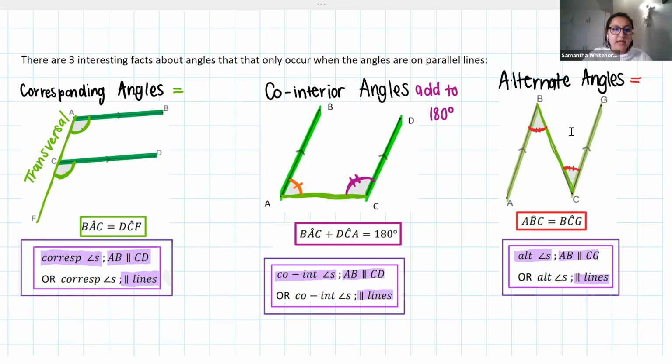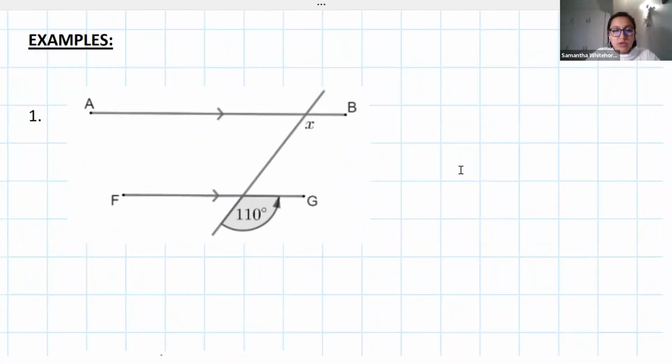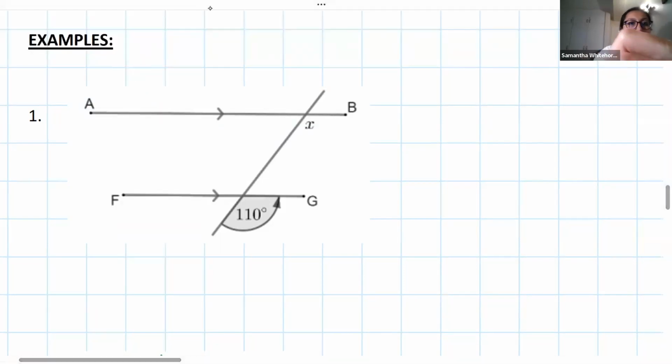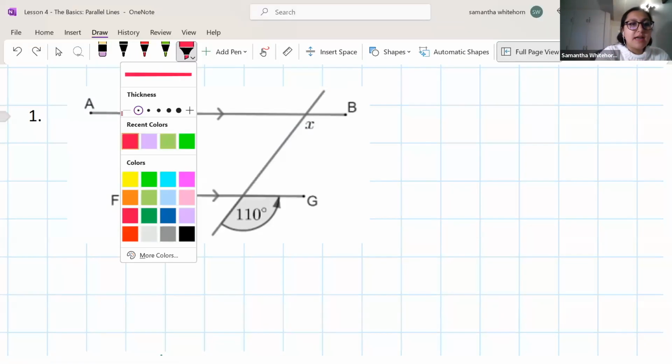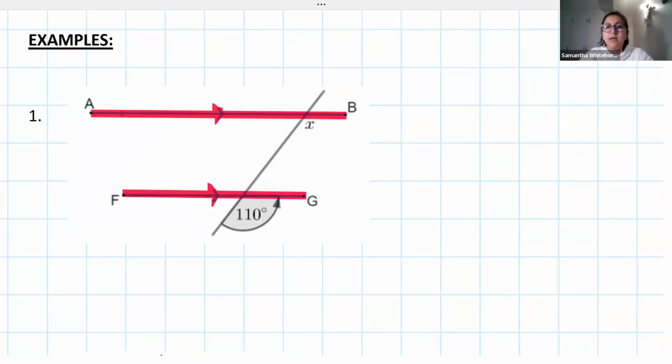Alrighty, guys, so let's have a look at an example. So if we start with example 1, we're starting off basic, it's going to get harder. The first thing that we always do, grade 8s, is identify if we have parallel lines. Remember, we do that by looking for the lines with arrows on them. So I can see here that I have got the fact that AB is parallel to FG. I know that, again, because there are those arrows on those lines. That's telling me that they're parallel.